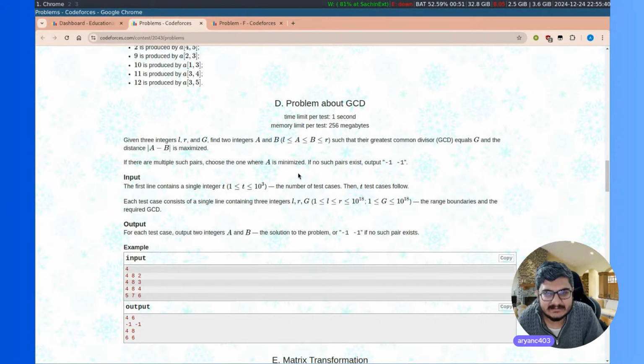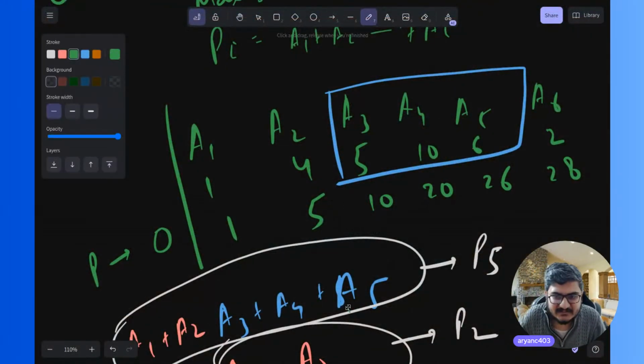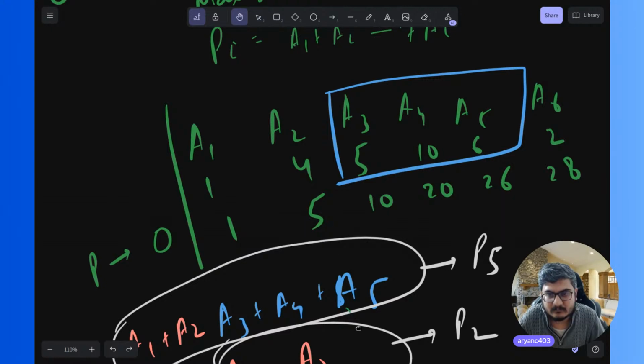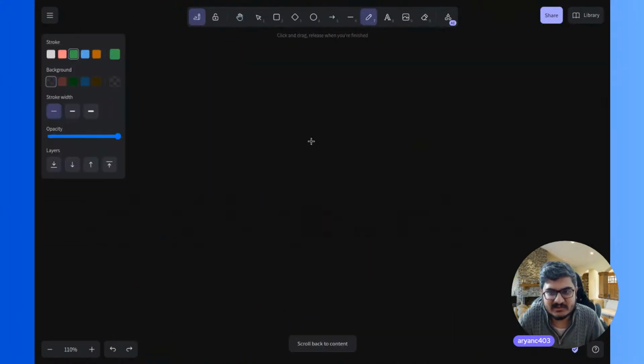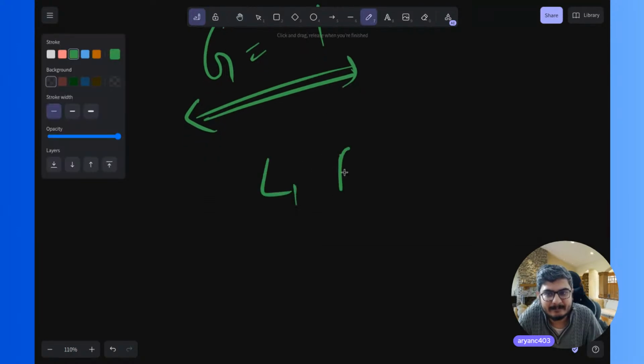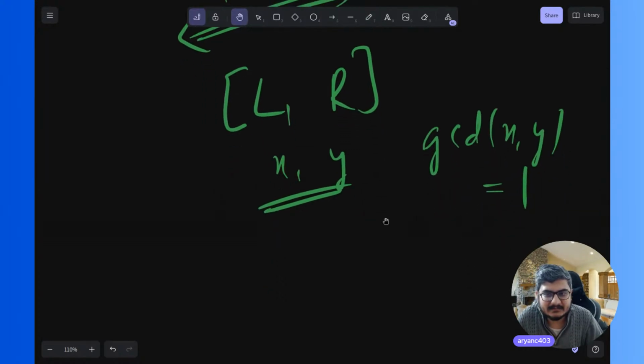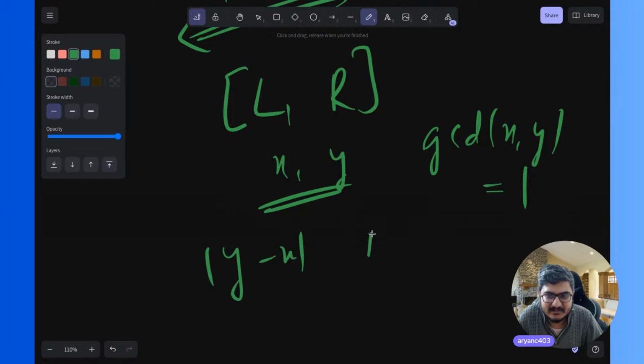So there are multiple ideas here. One short and simple idea is, let's first forget about G. Let's first solve this problem for G equal to 1, and then we will solve it for other G. So now we have a range L to R. We should find a pair x, y such that GCD of x, y is 1 and the difference y minus x is maximum, and if there are multiple such pairs, then the minimum x is taken.